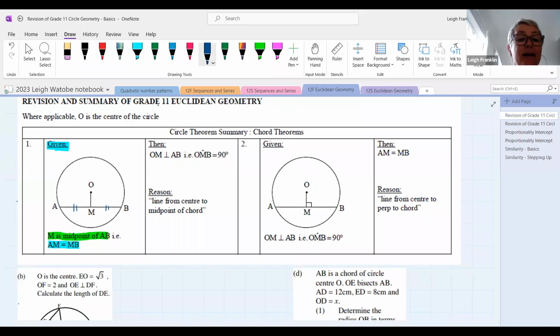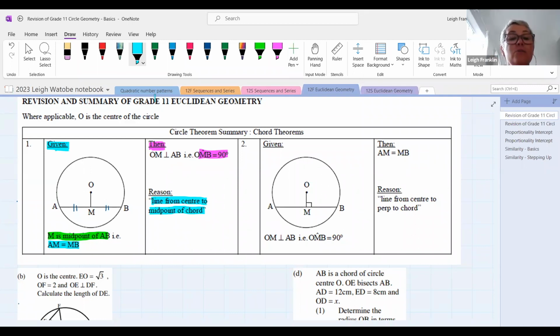What does that mean for us? It means that OM is perpendicular to AB. In other words, at OMA or OMB, there is a 90-degree angle. So if we are told that AM equals MB, we can conclude that there is a 90-degree angle, and our reason for this is line from center to midpoint of chord.